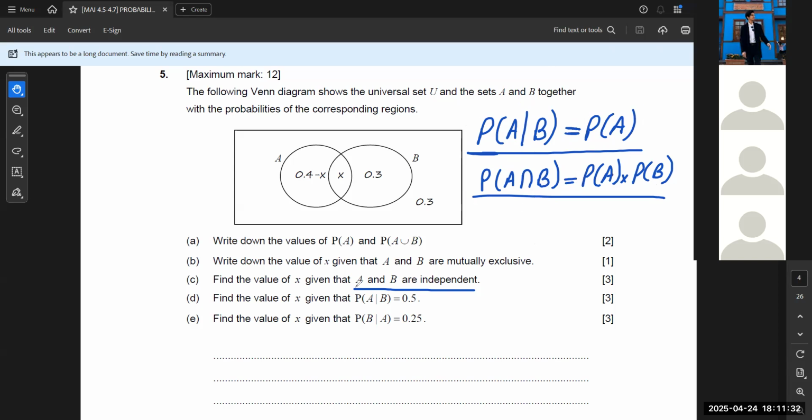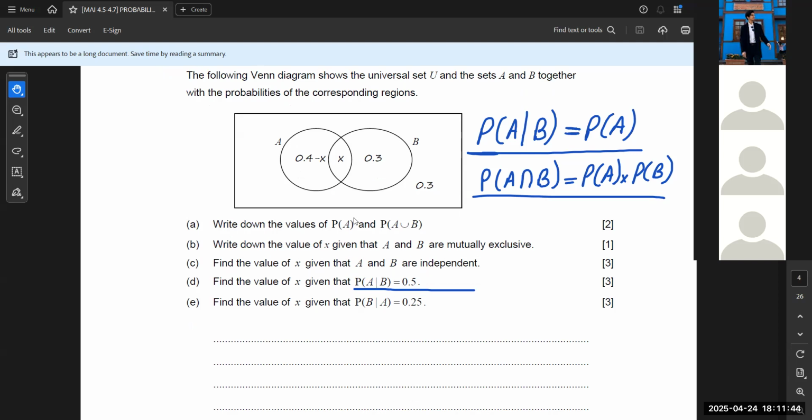Okay. Now, if you are told that A and B are independent, you need to find the value of X accordingly. That means that let's maybe use the first rule or the first requirement. Okay, this is supposed to be equal to that. Now how do we find this? To find this, you can use its formula. There's a formula for the conditional probabilities which is given by this.